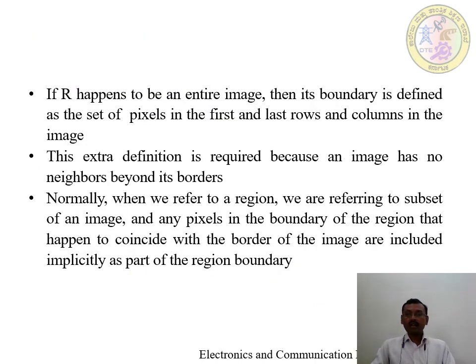If R happens to be an entire image, then its boundary is defined as the set of pixels in the first and last rows and columns in the image. This extra definition is required because an image has no neighbors beyond its borders. Normally, when we refer to a region, we are referring to a subset of an image, and any pixels in the boundary of the region that happen to coincide with the border of the image are included implicitly as part of the region boundary.